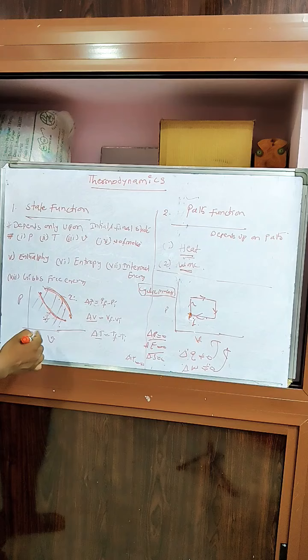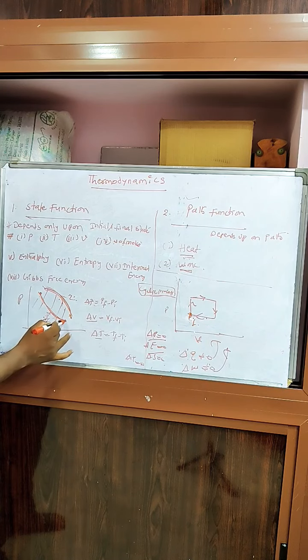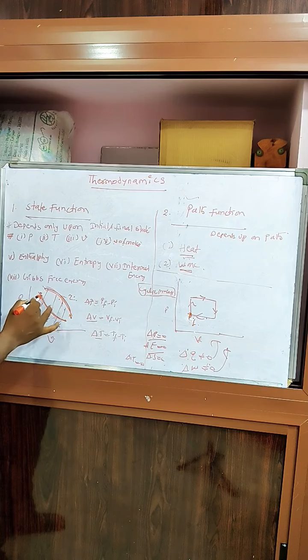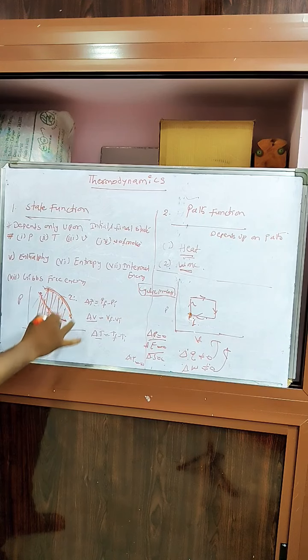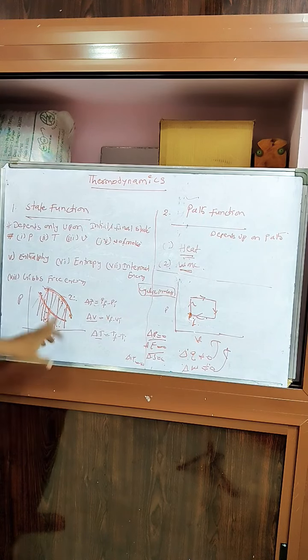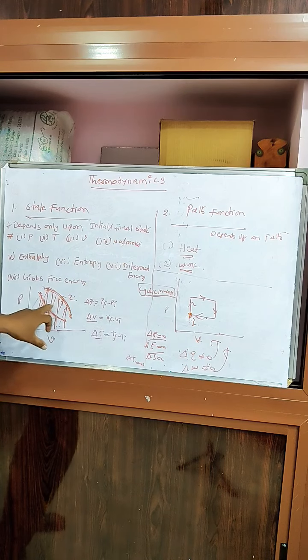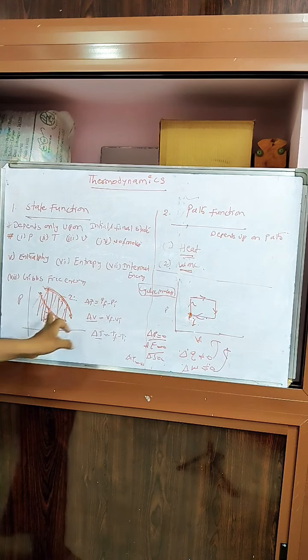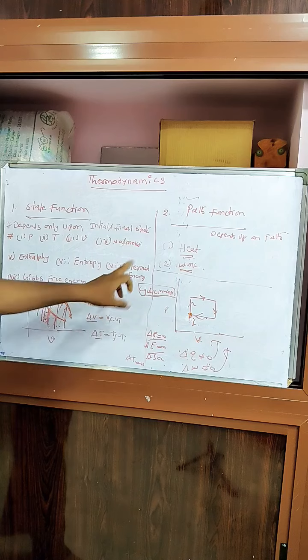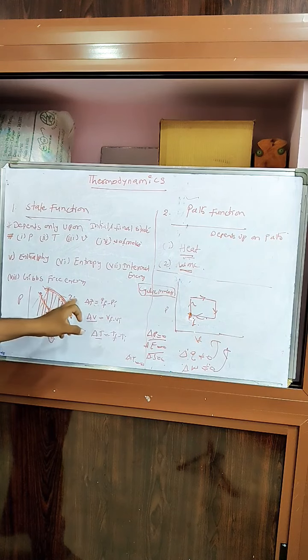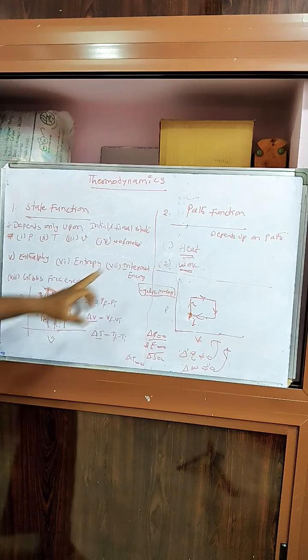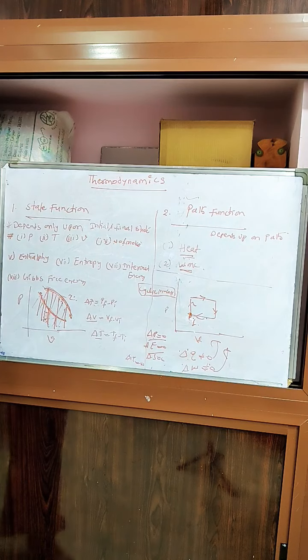If in the first case you consider going from the initial to the final state, you must see how the path is followed. If you want to calculate this, in the second case you also have to calculate it. These two are different. Why? Because this depends upon the path, not upon the initial and final state. If you find work and heat in the first process and the second process, they come out different. That's why these are path functions.